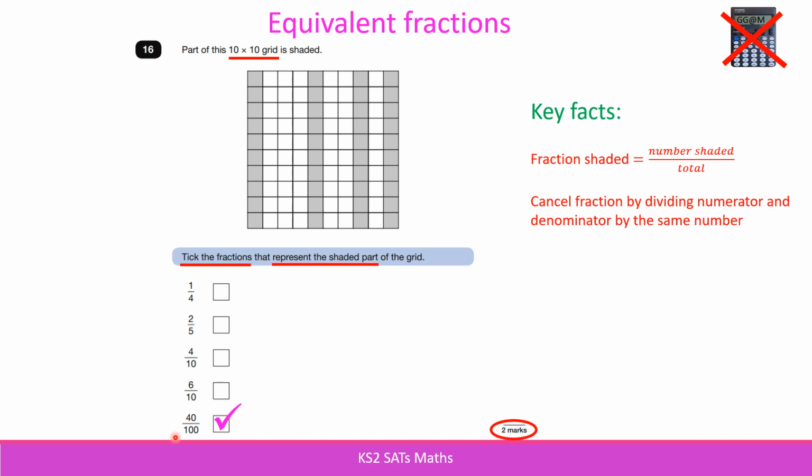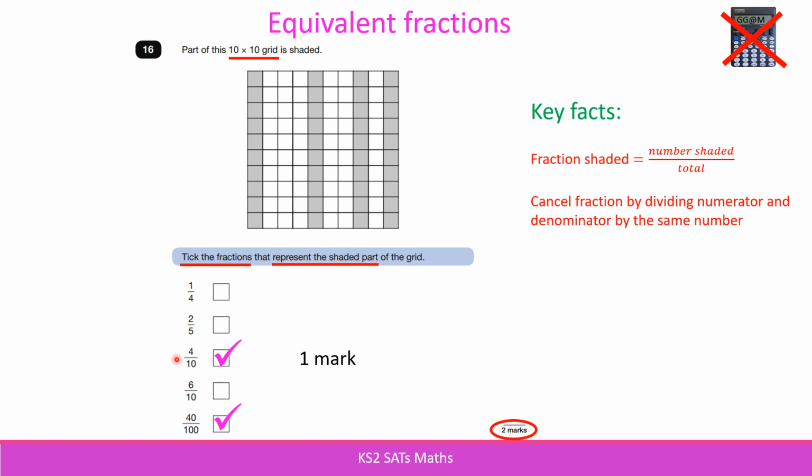Now once you've got 40 over 100, you've then got to work out which of these fractions up here is going to be exactly the same as 40 over 100. So we've got to cancel this fraction. We need to divide the numerator, which is the top number, and the denominator, which is the bottom number, by the same number. Now when both numbers end in a 0, the easiest thing to cancel with is dividing both numbers by 10. 40 divided by 10 is 4, just get rid of the 0. 100 divided by 10 is just 10, get rid of the 0 here, which leaves me with 4 over 10, which is this fraction here.